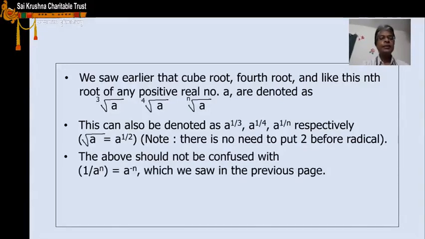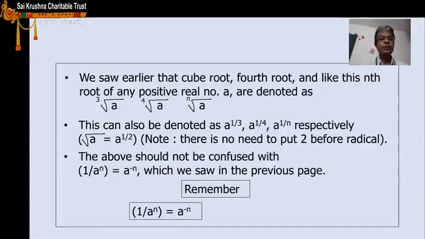Now, just on the previous page we saw 1 by a power n equal to a power minus n, whereas a power 1 by 2 is root a. Just to remember, see these two. If it is 1 by a power n, you can take a power n from the denominator to the numerator by changing the sign of the power. Whereas a power 1 by n is nothing but the nth root of a. So these two are different. We should not get confused.